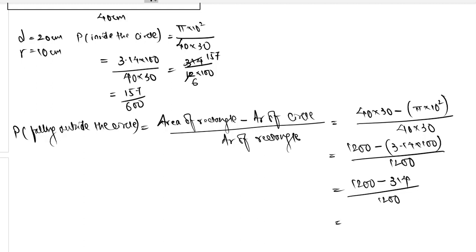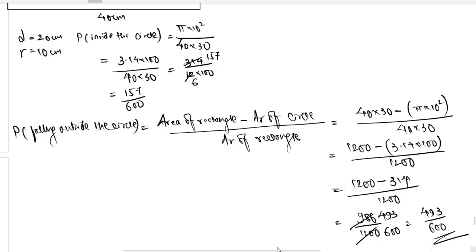1200 minus 300 is 900, and 900 minus 40 is 986. 986 upon 1200. If you simplify it, it is 493 twos are 986, right? Because 49 twos are 98 and 2 threes are 6, correct? And here 600. So 493 upon 600. So that's the approximate probability of the dice falling outside the circle.